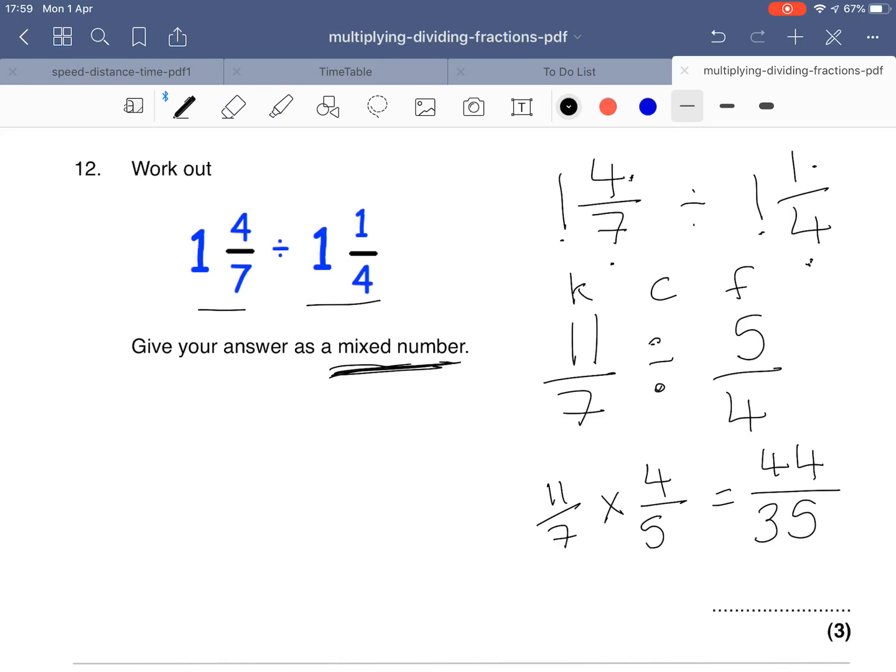Now, what have they asked for it in? A mixed number. So I want to do how many 35s go into 44. It's only going to be 1, because 2 lots is 70, which is too big, so it goes in there once. And then how many left over? You can just take those away, so there's 9 out of the 35.